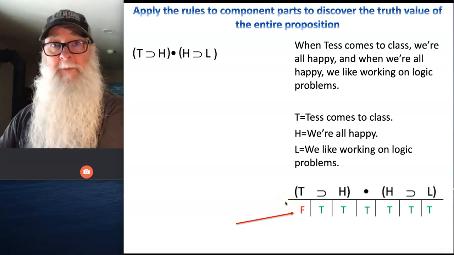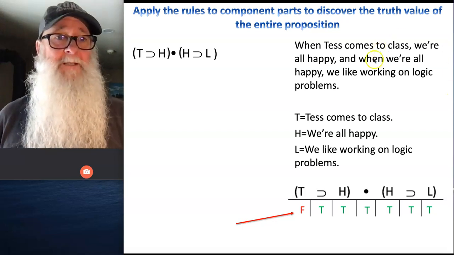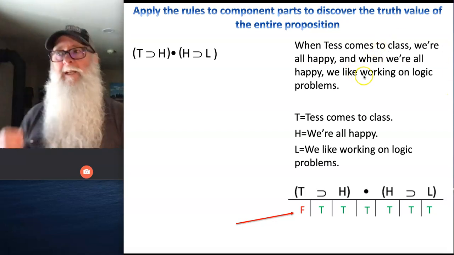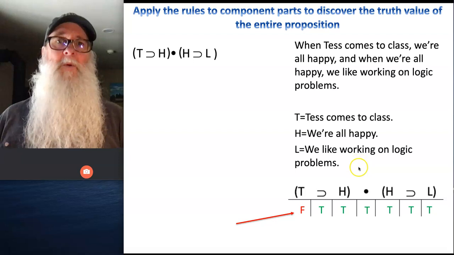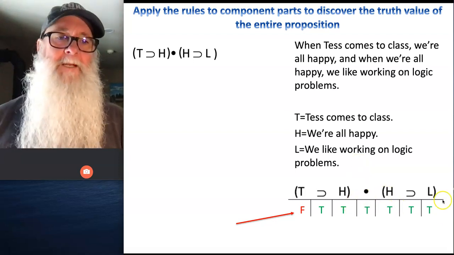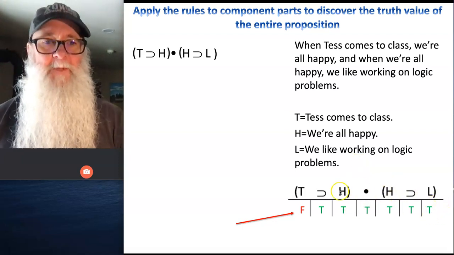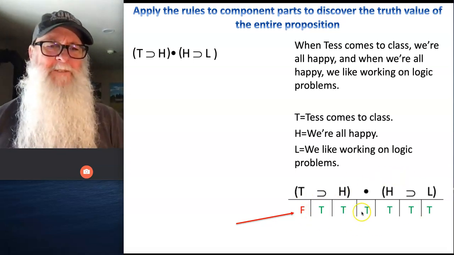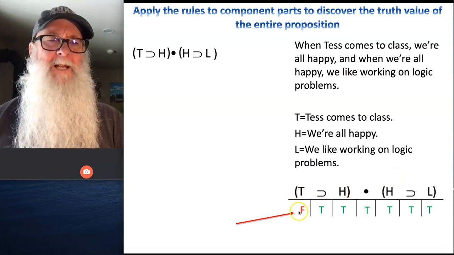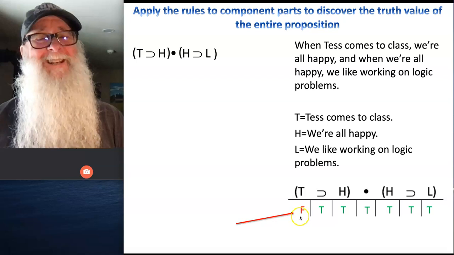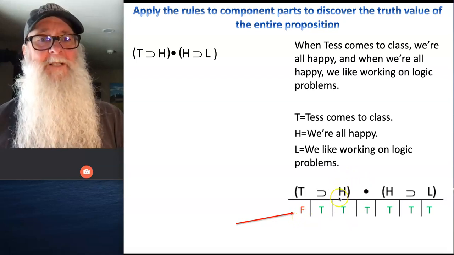We'd also be happy if Tess was here because, as the statement says, when Tess comes to class, we're all happy. But even with Tess not being here, we might still be happy. And if we're happy, we're enjoying our logic problem work. So what this sort of reveals here is that Tess being in class is a sufficient but not a necessary condition for us being happy.